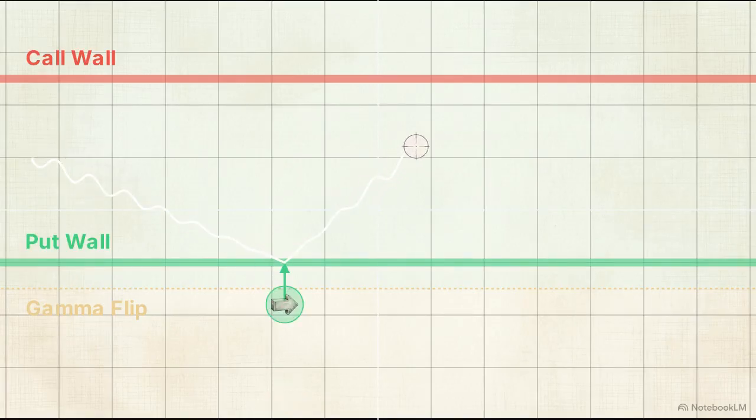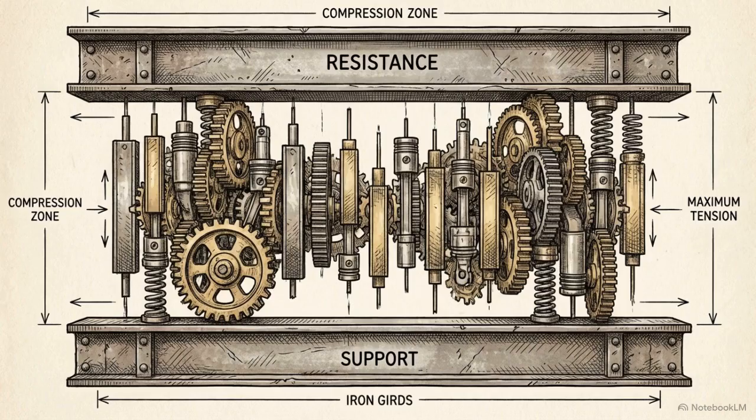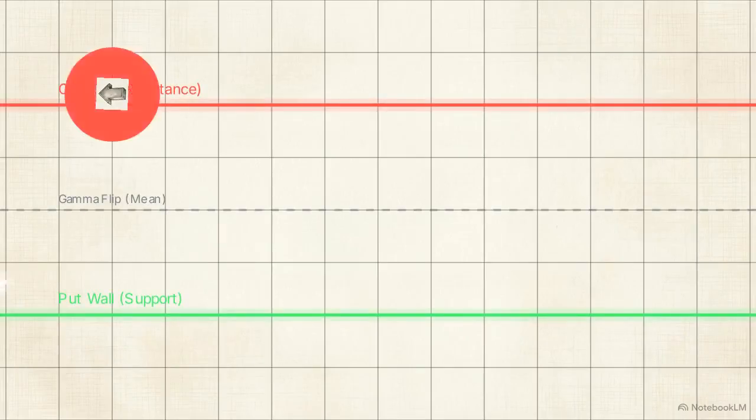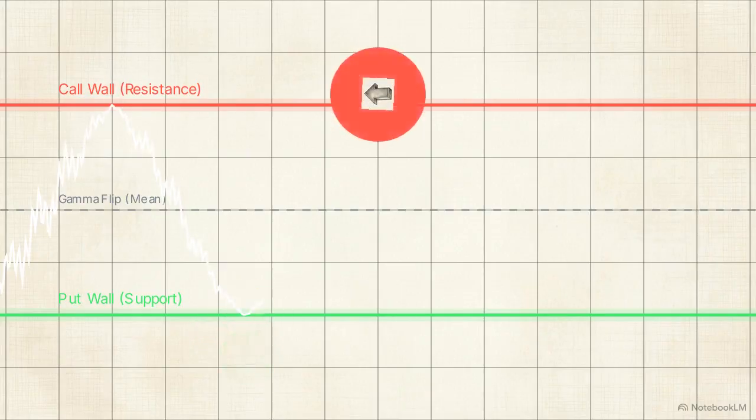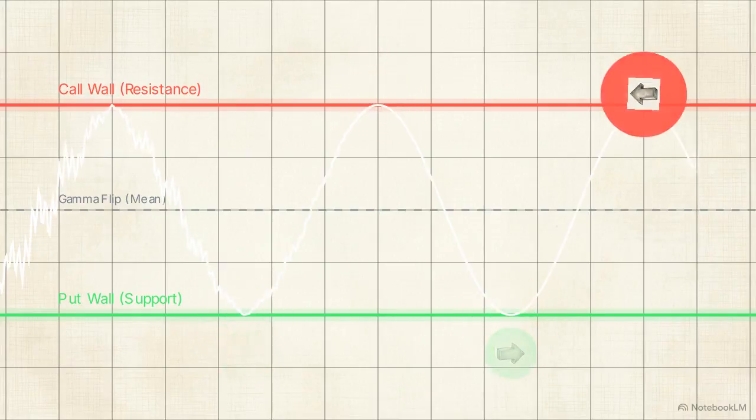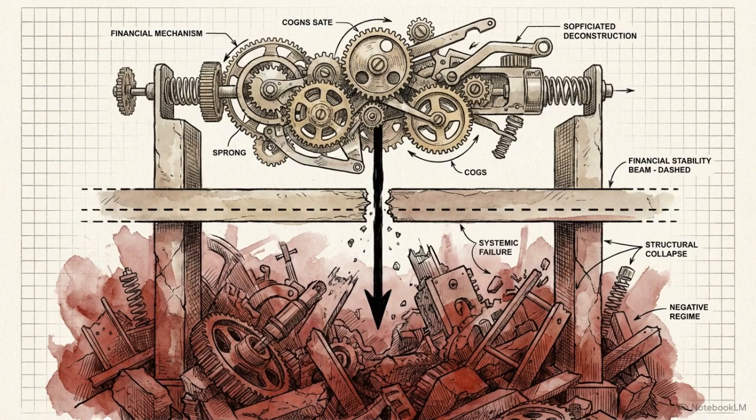Here, dealers are structurally obligated to buy weakness and sell strength to maintain their neutral books. This opposing flow compresses volatility. Market makers absorb the momentum, forcing the asset to mean revert heavily off the structural walls and creating a range-bound environment. If price drops below the flip, the math inverts.